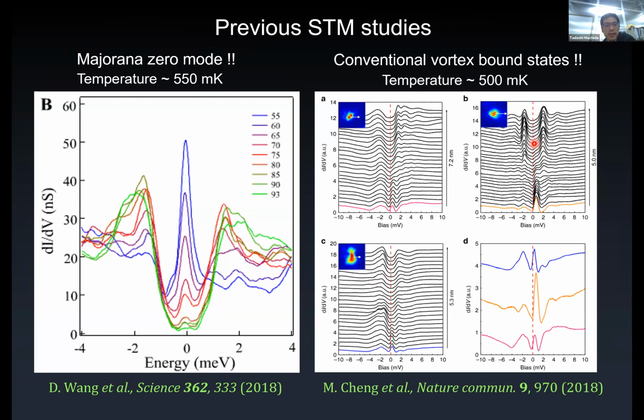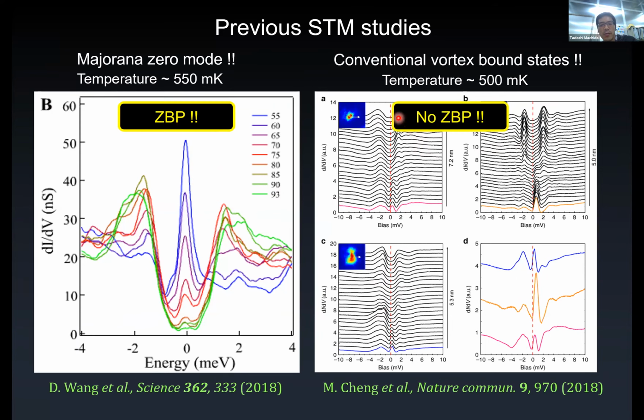So because of this reason, there have been two STM works before our measurements, investigating the electronic states around the vortex core in selenium-doped iron telluride. The first paper indicates that there is a zero energy peak, suggesting the existence of the Majorana zero mode around the vortex core. On the other hand, the second paper indicates that there is no zero energy peak, and there are only finite energy peaks originating from the conventional vortex bound states, as shown like that. So as you can see, the conclusions of these two papers are totally different from each other.